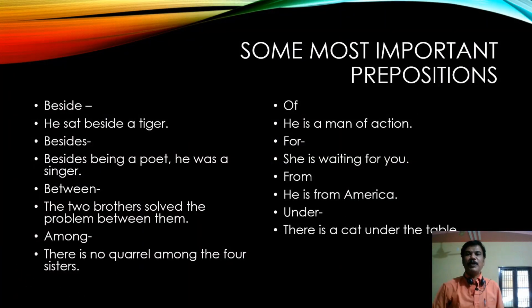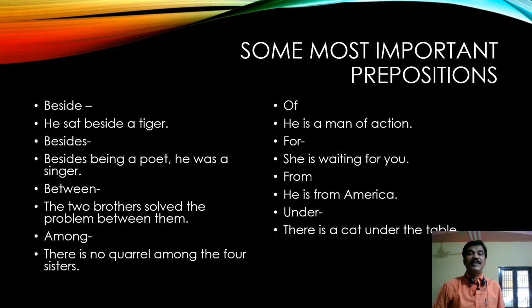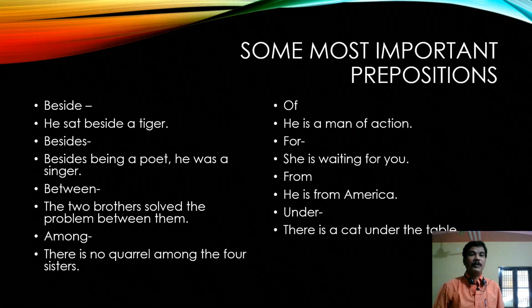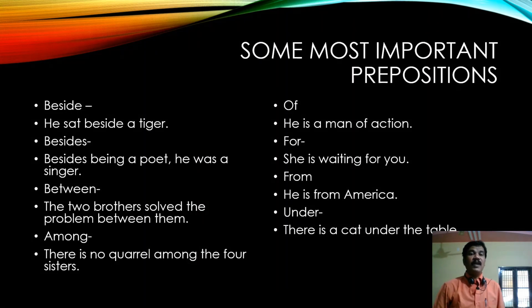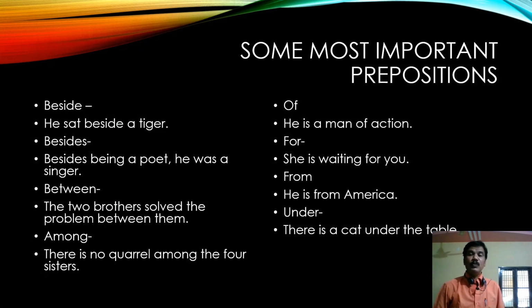Some most important prepositions. Beside means "prakkana" in Telugu. He sat beside a tiger. Besides means in addition, "adanamuga". Besides being a poet, he was a singer. Between means "majjana", for only two things or two people. The two brothers solved the problem between them. Among, "majjana", is for more than two persons or things. There is no quarrel among the four sisters.